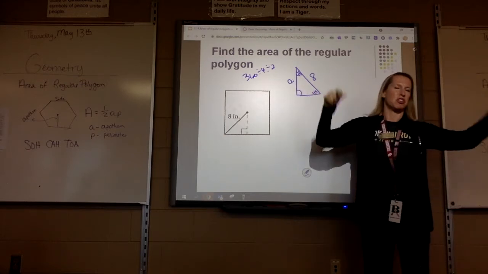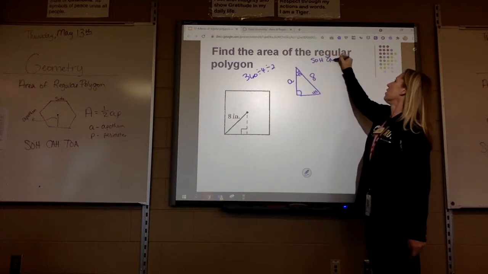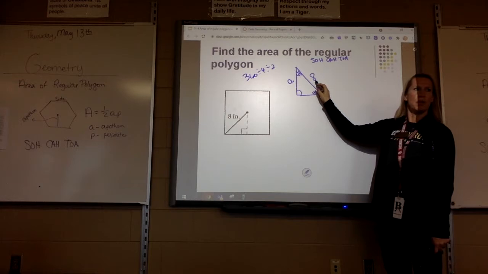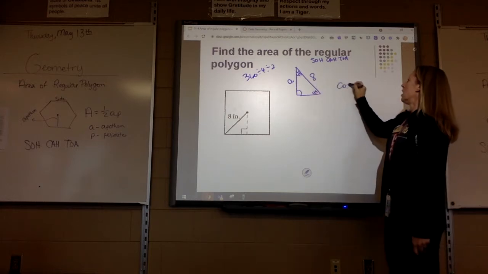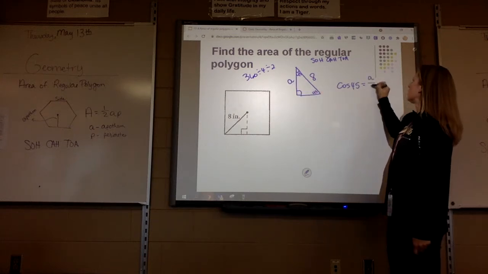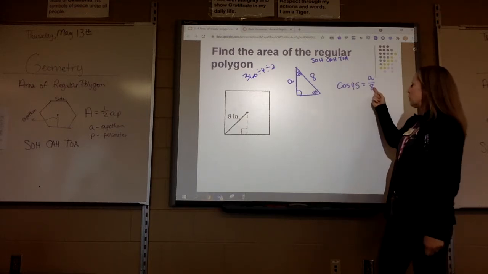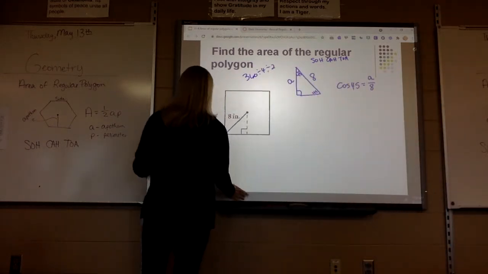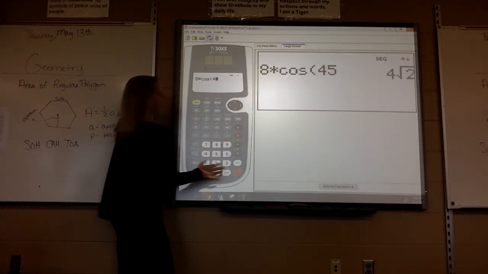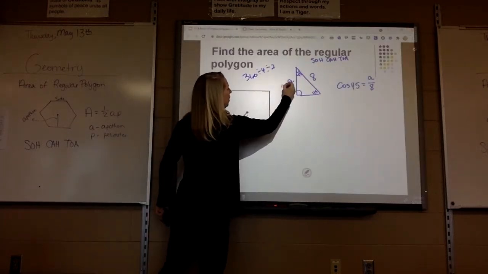Let's just find the apothem first. So some old hippie caught another hippie tripping on acid. So I have A and H. So which one would it be? Cos 45 equals adjacent over hypotenuse. A is up high. Multiply 8 times cos 45. 4 radical 2. So that's my apothem. Keep it there.